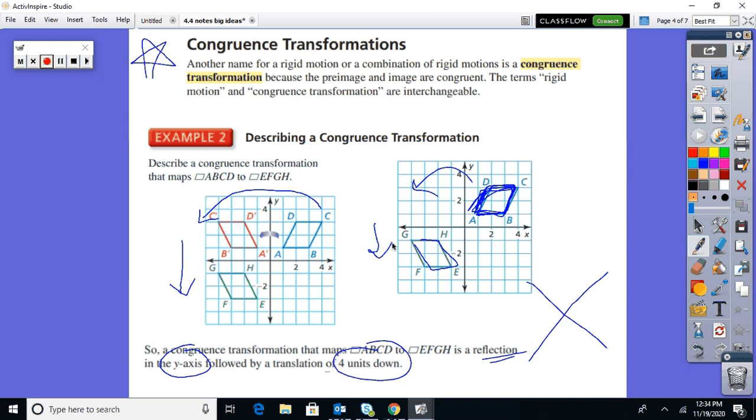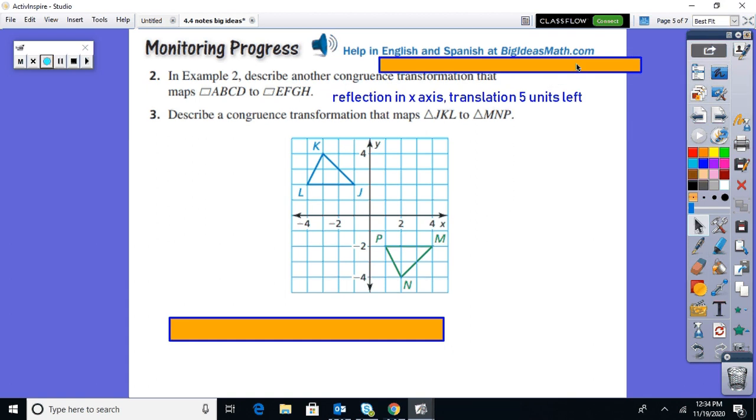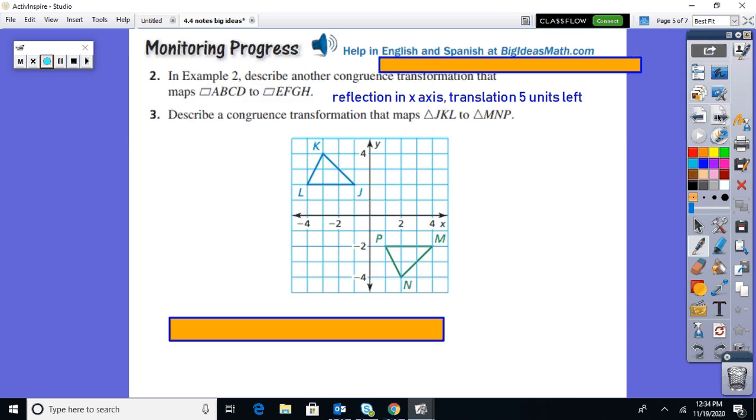Now the cool thing about this is there's multiple ways to get from that polygon to that polygon. And that's what the monitoring progress question is about. If you go back to example 2, describe another way to get there. And we could also reflect in the x-axis and then slide it to the left. So there's multiple ways to get from the first figure to the second figure in most cases.